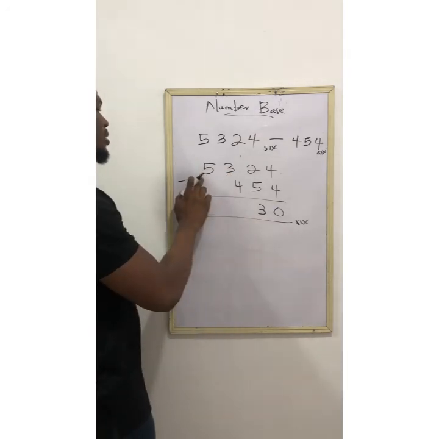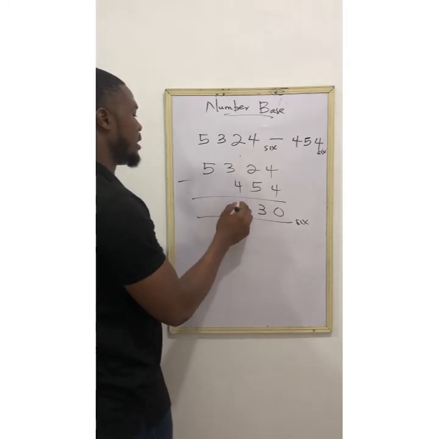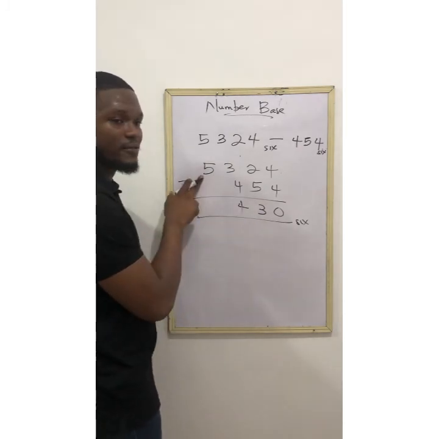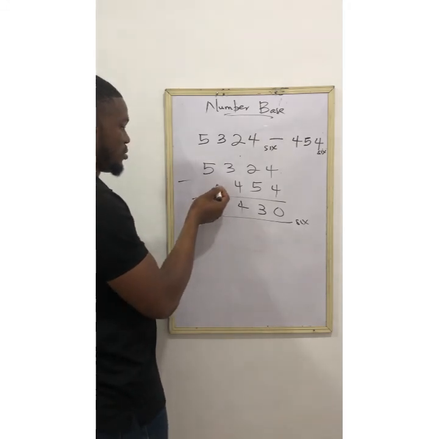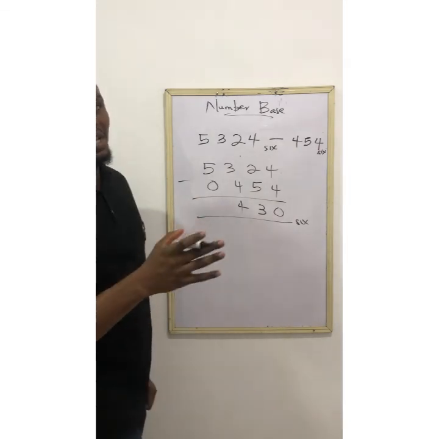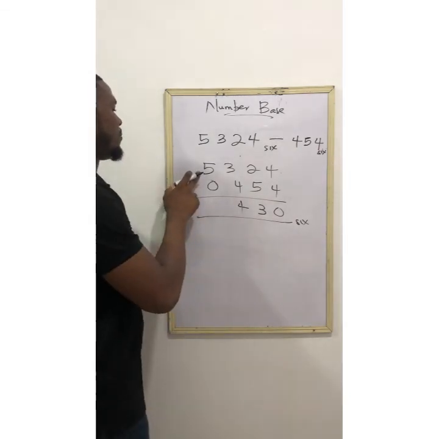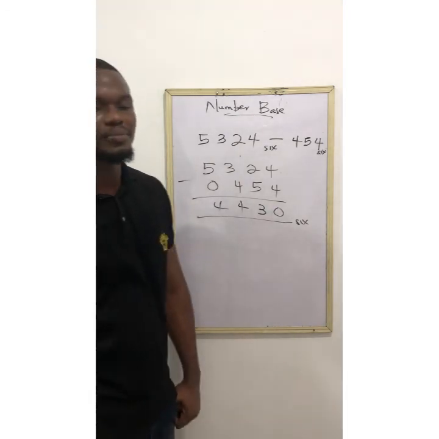So you borrow 1 from here. 1 turns to 6. 6 plus 2, 8. 8 minus 4 is 4. And here's remaining 4. You bring it down. So there's nothing here. You can put 0 here. So maybe you can fill up the missing spaces with 0 in case of next time. So 4 minus 0 is 4. Alright?